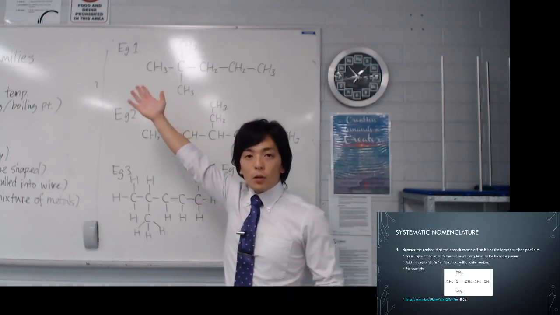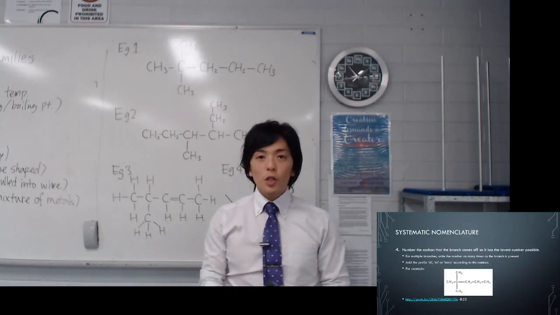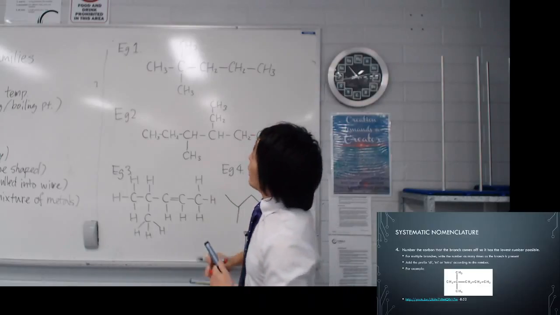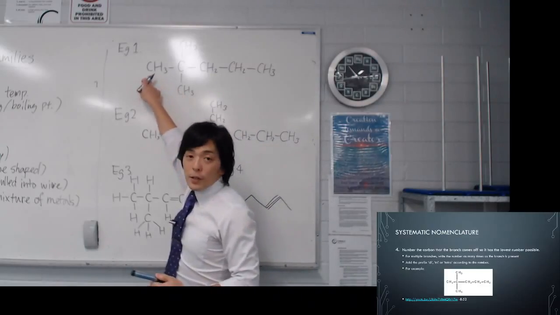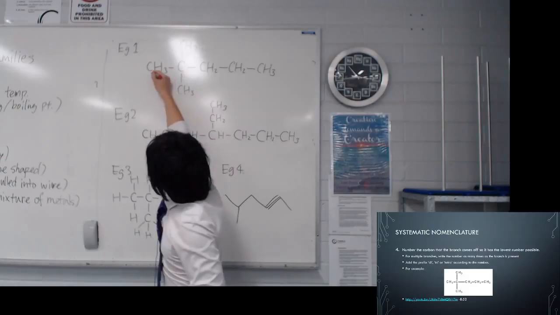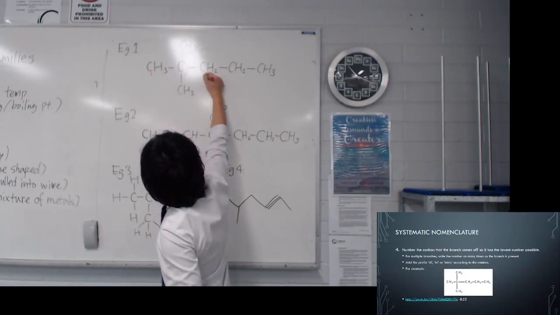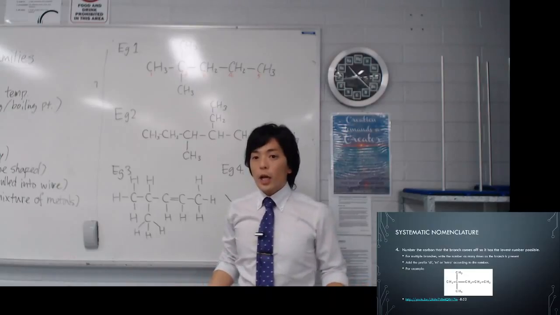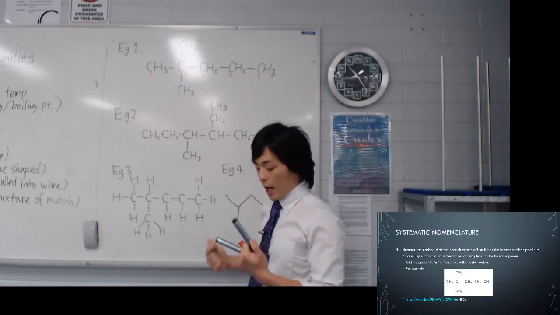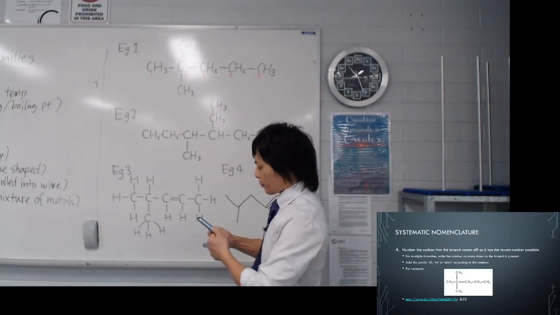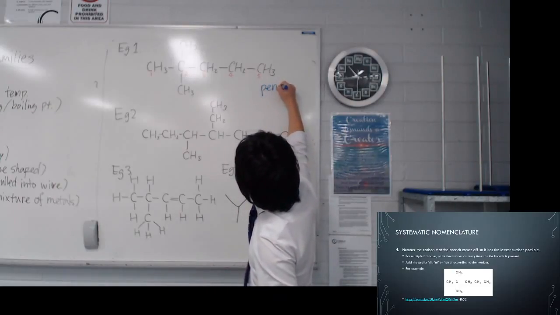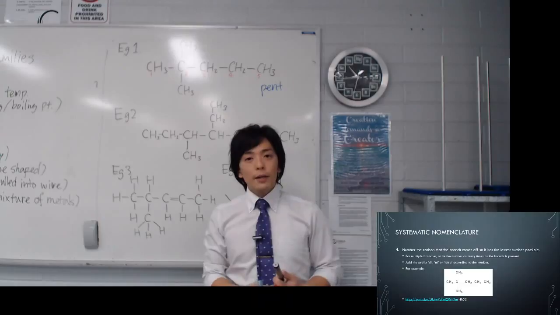Firstly, what you have to look for is the longest carbon chain. Now this one's drawn fairly obviously. You start from this carbon: 1, 2, 3, 4, 5. So the longest carbon chain you can find in here is 5. That's why you would have to think about pent as the prefix.